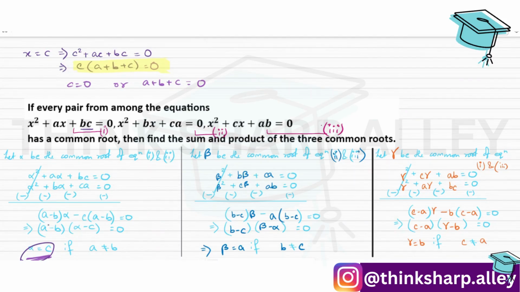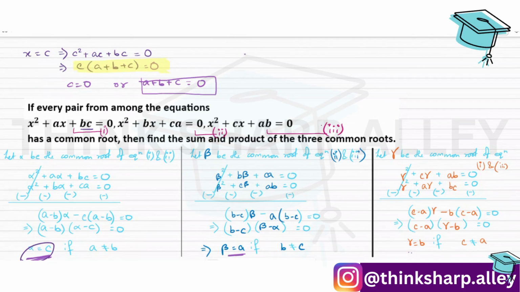So in the first method, we did this for each pair of equations and concluded that alpha is equal to c, beta is equal to a, and gamma is equal to b. But for all three to hold together, we are forced into the condition a plus b plus c is equal to 0. That's a new restriction not given in the problem. So our assignment works only in a special case, not in general.